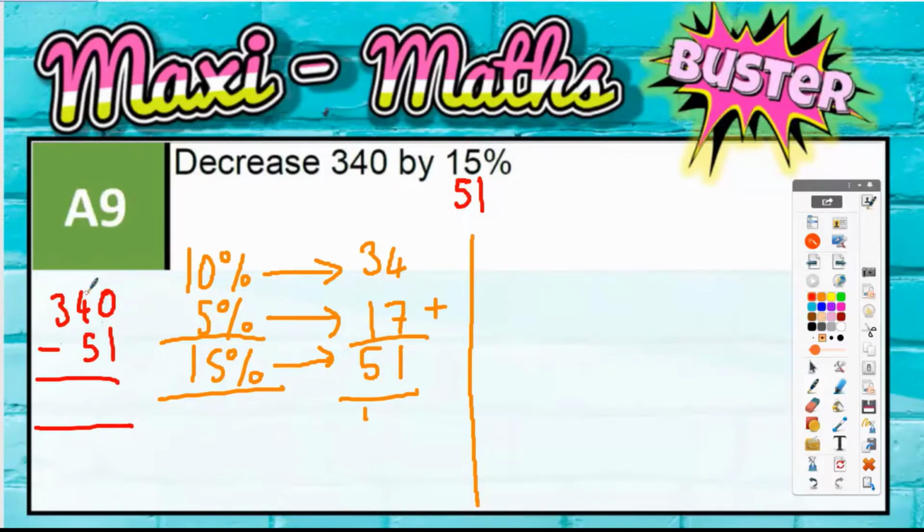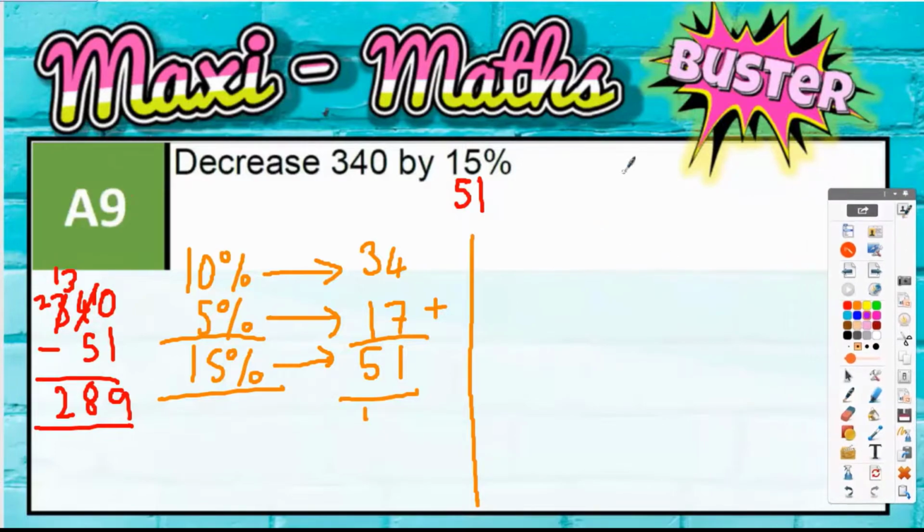0 take away 1 we can't do, so we borrow from the 4, that becomes a 3, and then 1 we borrowed makes that into 10. 10 take away 1 is 9. 3 take away 5 we can't do, so borrow. So the 3 becomes a 2, and then 1 we borrowed makes 13. 13 take away 5 is 8, and 2 take away nothing is 2. So that's 289. Now the other way we're going to do it is by using what's called a multiplier.